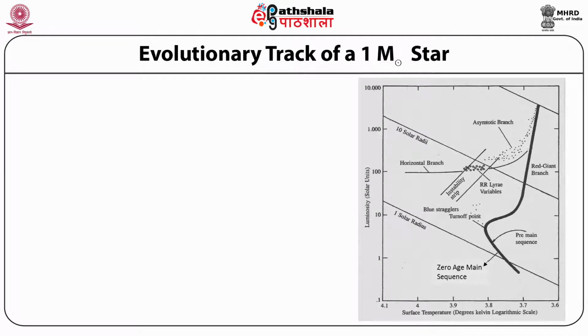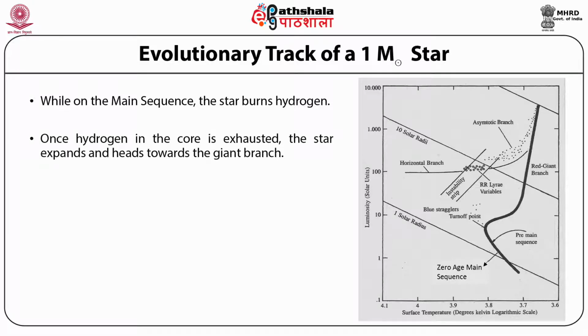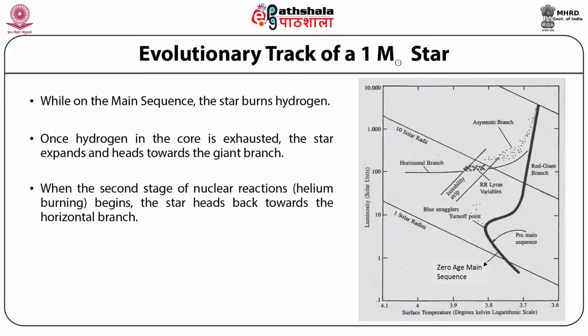Evolutionary track of a one solar mass star. This figure sketches how a star of about one solar mass evolves in the plane of the CM diagram. While on the main sequence, the star burns hydrogen. Once the hydrogen in the core is exhausted, the star expands and heads towards the giant branch. Now, when the second stage of nuclear reactions, helium burning, begins, the star heads back towards the horizontal branch. So, once in its life, it will become a variable star.